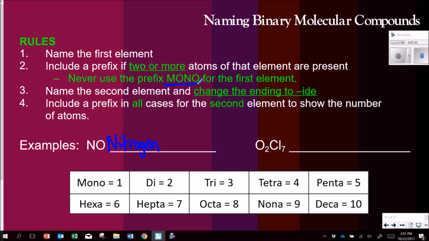Number 3 says name the second element and change the ending to "ide." So my second element is oxygen, so it becomes oxide. And I have to include a prefix in all cases for the second element, even for mono. So I only have one oxygen, but this time I do have to use the mono. So nitrogen monoxide.